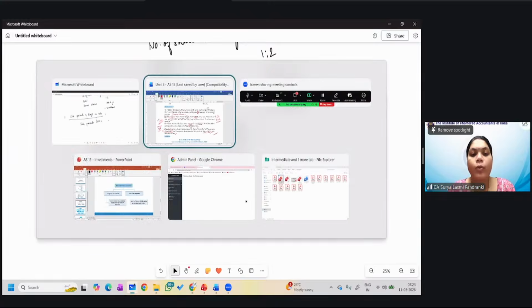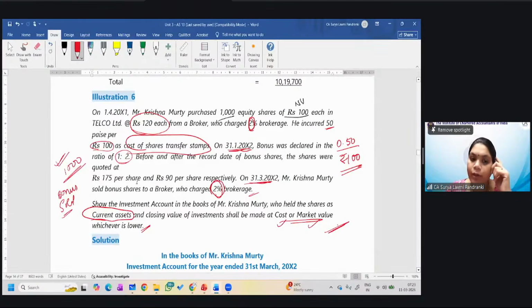500 shares were only sold because it is clearly told in the question that the bonus shares, whatever he received, were sold. So 500 shares were sold. But how much price did we sell it for? Here, the price that we sold is not clearly given. But then we have two different prices given. One is before the bonus and after the bonus. Before bonus, it is 175, and after bonus, it is 90.